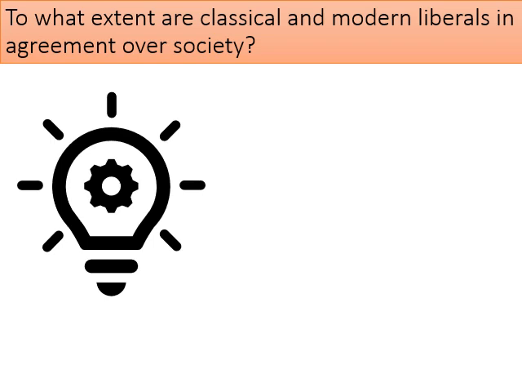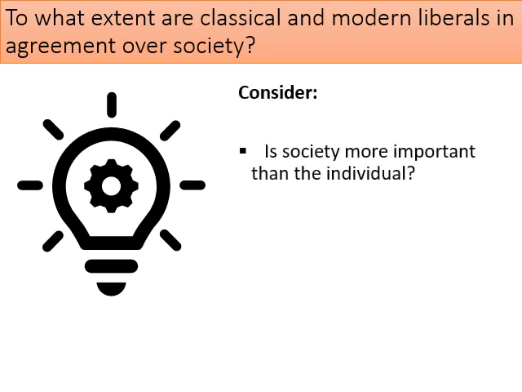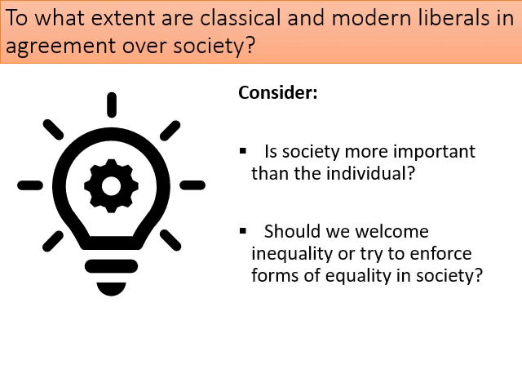Right, so the question that we're going to be looking at today is, to what extent are classical and modern liberals in agreement over society? I'm just going to pose some questions before we move on. I want you to consider the following three questions. For liberals, is society more important than the individual? Would they say that we should welcome inequality or try to enforce a form of equality in society? And lastly, how would liberals argue that society should be structured? You might want to pause the video now and have a little think about that, because that's what we're going to be talking about today.